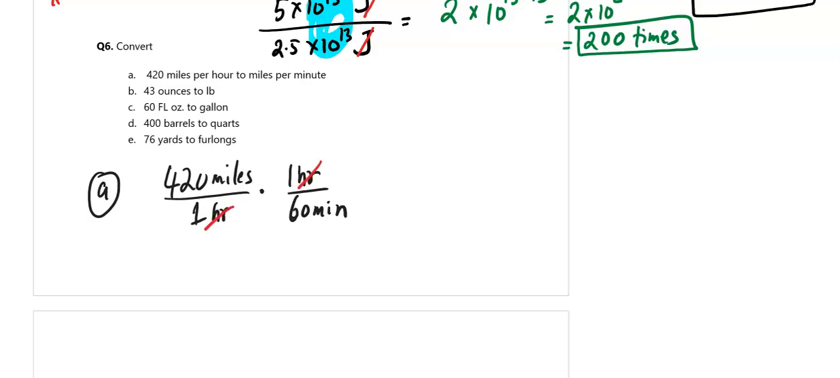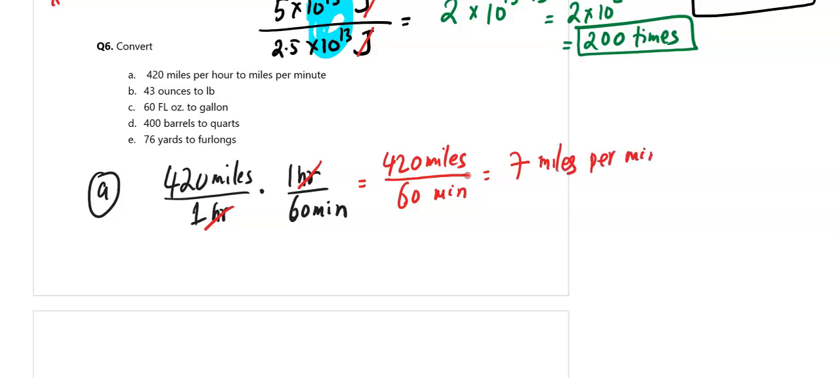So what happens if you do that? The hour cancels, and you multiply 420 times 1 is 420 miles in the top, divided by 1 times 60 is 60 minutes in the bottom. Notice that the bottom is in the per minutes. The per is the division, so you divide that, you get 7 miles per minute. That's what we call it.